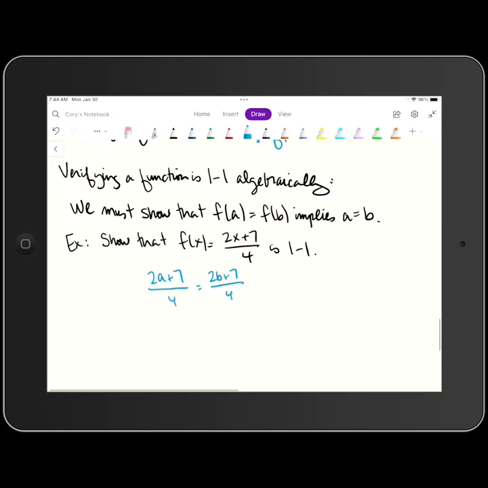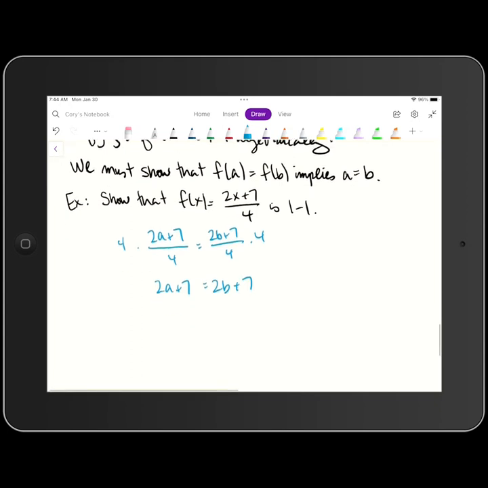Okay, so what I can do to both sides of this equation to start with, I can multiply both sides of the equation by 4. When I do that, that's going to give me 2a plus 7 equal to 2b plus 7. Again, I'm going to try to isolate a and b on both sides of the equation. So next we're going to subtract 7 on both sides, which gives us 2a equal to 2b. And then the last thing I can do on both sides of the equation is divide both sides by 2, which gives us a is equal to b.